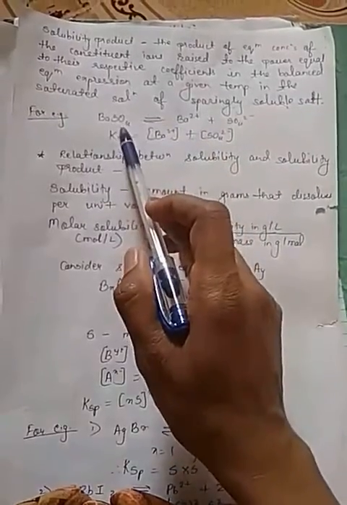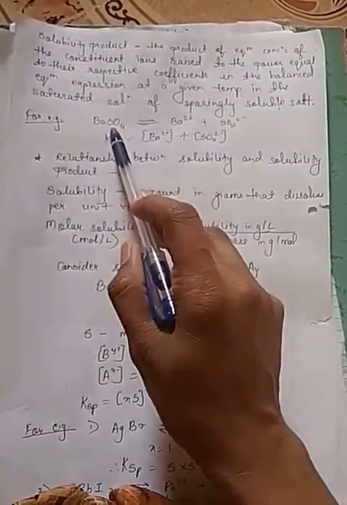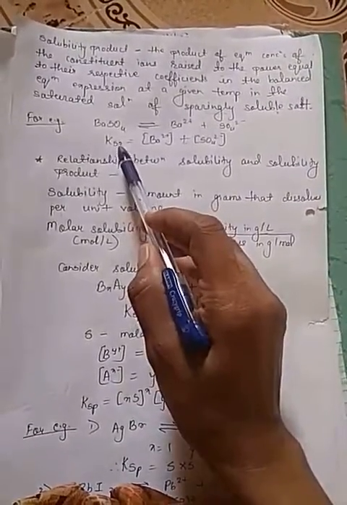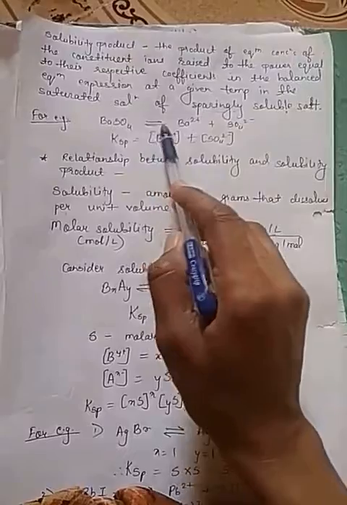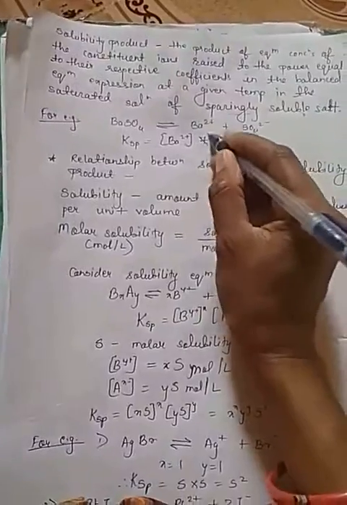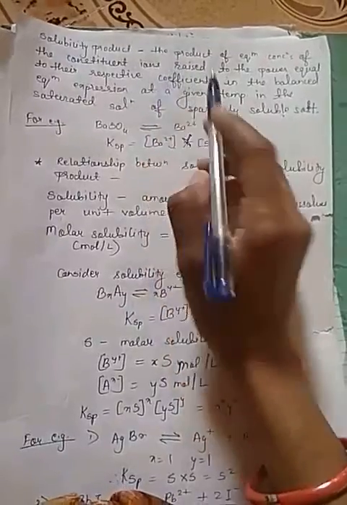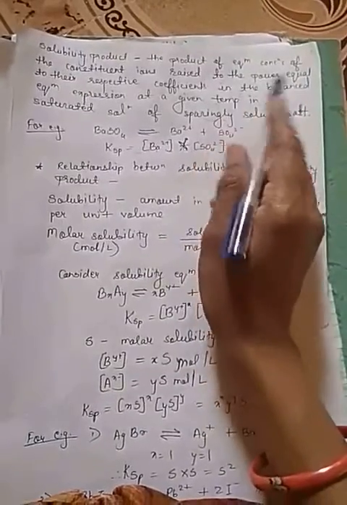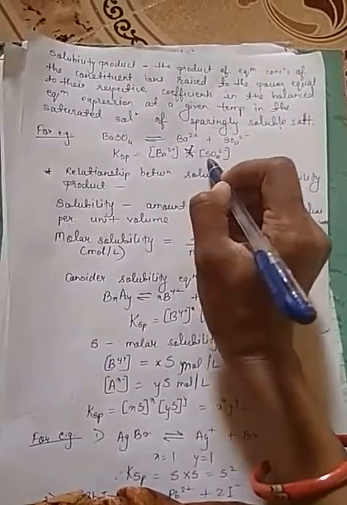When BaSO4, a sparingly soluble salt, dissolves, some part remains as it is. So there is an equilibrium between the compound and its ions, Ba2+ and SO4 2-. The solubility product Ksp is the product of the equilibrium concentrations of the constituent ions. Here it is multiplication. Ba2+ and SO4 2- are the constituent ions, raised to the power equal to their respective coefficients. So what is the power here?